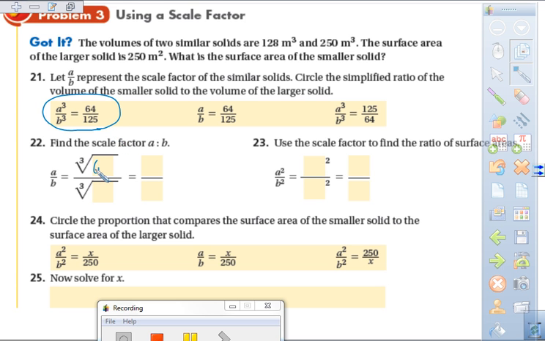So that means we're going to put the 64 in here and the 125 in here. And the cube root of 64 is 4. The cube root of 125 is 5. So that is our A to B. But we want to talk surface area. So now we're going to use our A to B to get the ratio of the surface area. So 4 squared is 16. 5 squared is 25.